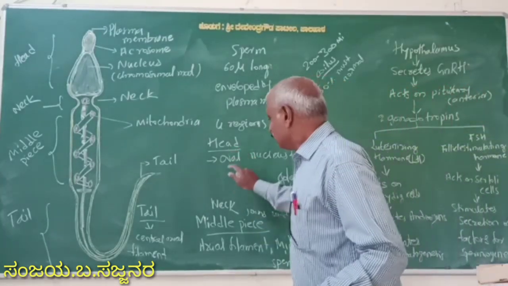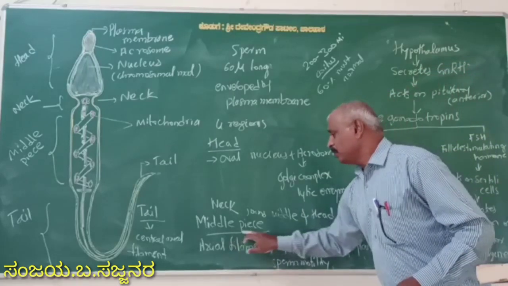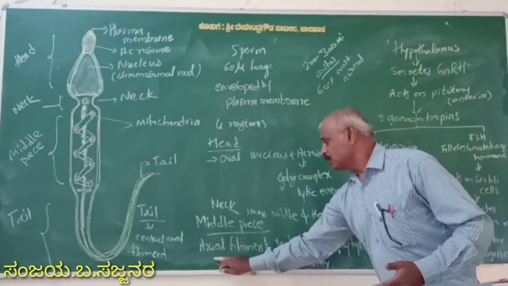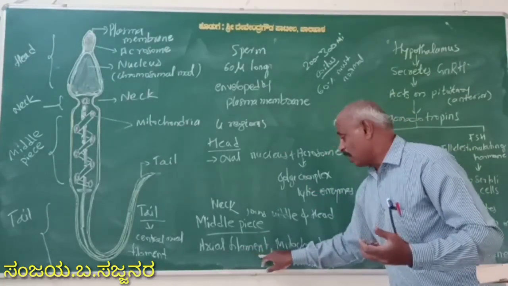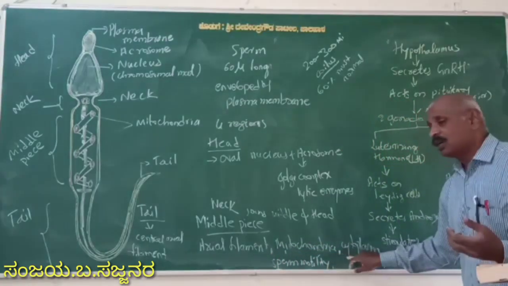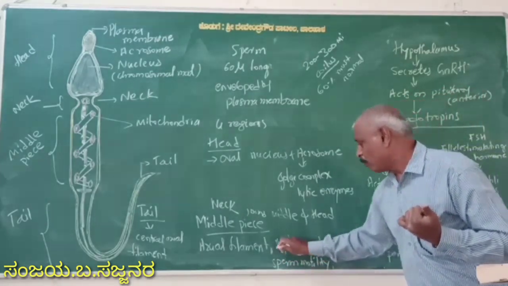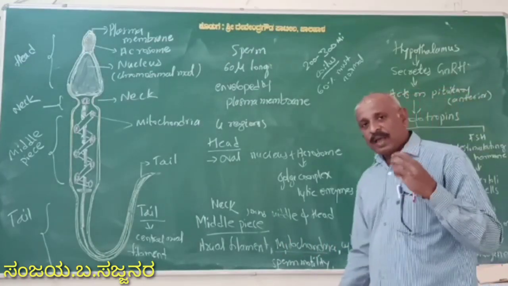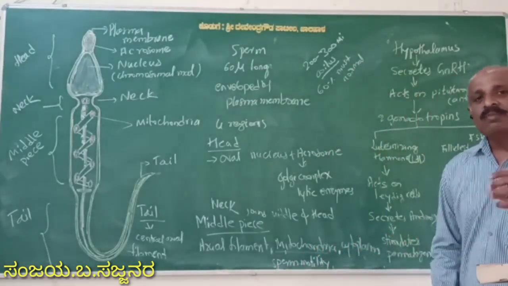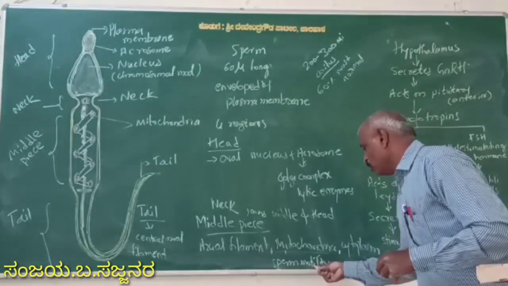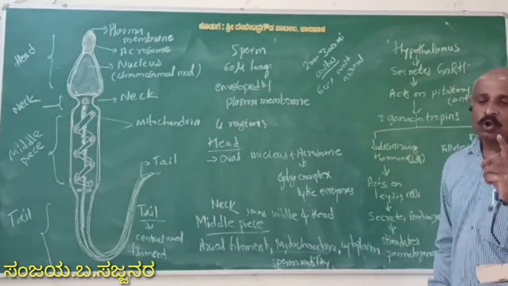Okay, then after the head, there is a neck region. It just connects the head to the middle piece. In the middle piece there is a presence of axial filament. It runs from the head region, that means the neck one, and there is a presence of mitochondria with the cytoplasm. These mitochondria play a prominent role because they supply the energy for the movement. So we are saying that for the sperm motility, it requires the energy. That energy is supplied by the mitochondria.